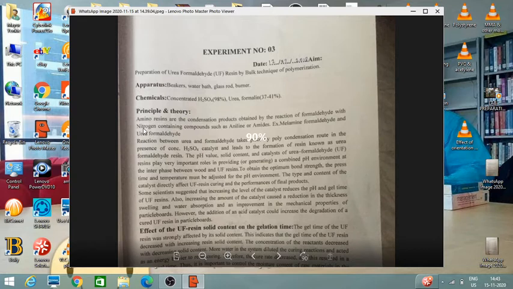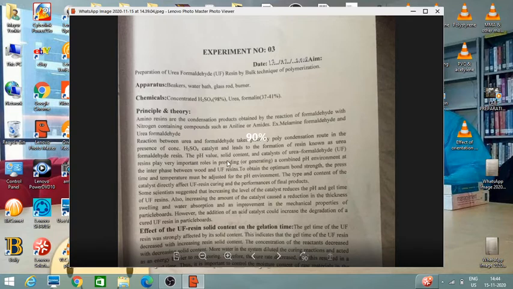Principle: Aminoresins are the condensation products obtained by the reaction of formaldehyde with nitrogen containing compounds such as aniline or amides. Example: melamine formaldehyde and urea formaldehyde. Reaction between urea and formaldehyde takes place by polycondensation route in the presence of concentrated H2SO4 catalyst. So H2SO4 is the catalyst and leads to the formation of resin known as urea formaldehyde resin.